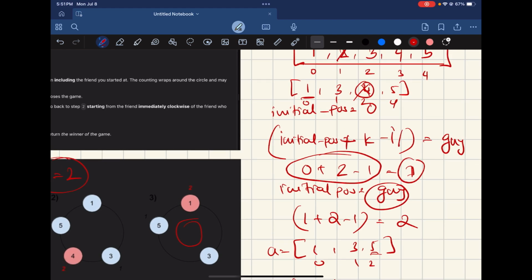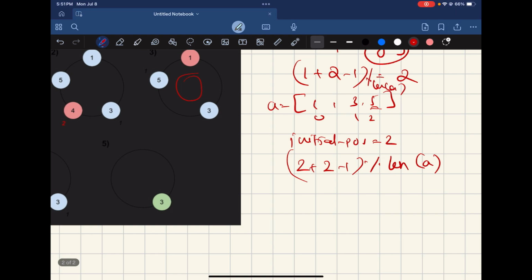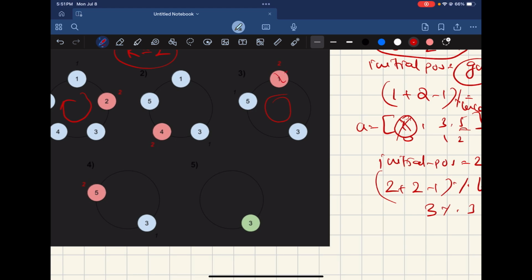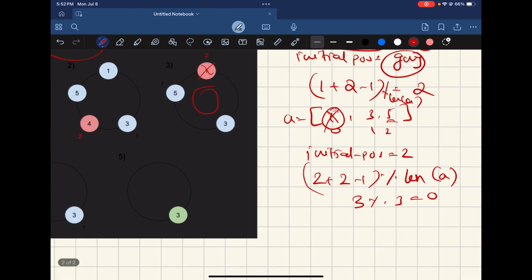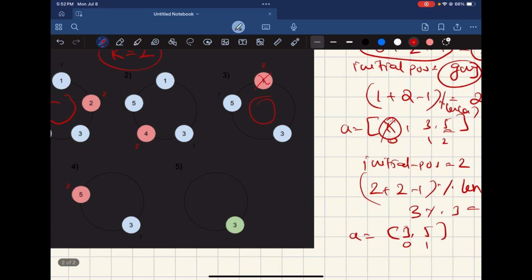So mod length of array. If that happens, 2 plus 2 minus 1 is going to be 3. 3 mod your length of 3 is going to be 0. So this is the guy who's going to get off right now. And that's exactly what we wanted, right? We wanted this guy to be out. So this guy is off, therefore we are left with 3 and 5. And the next guy, whoever is at index 0, is going to be starting off. That's exactly how we wanted it, right?